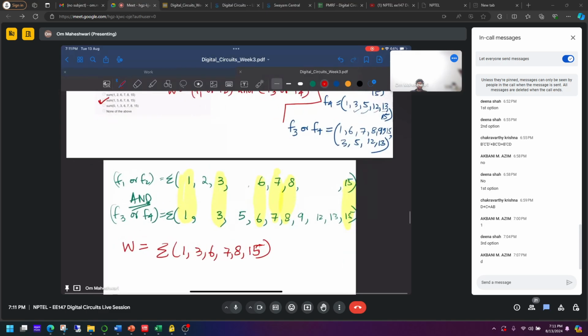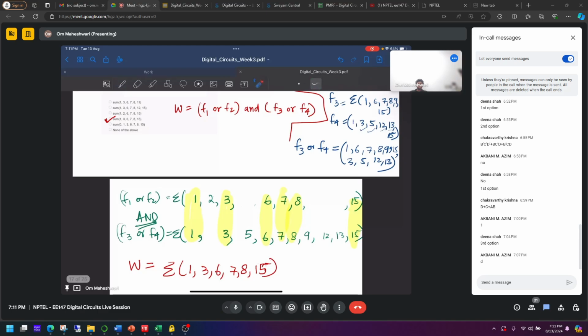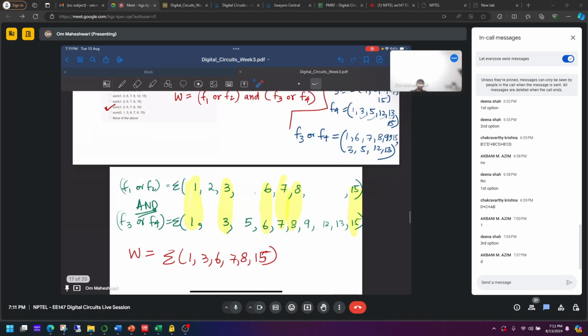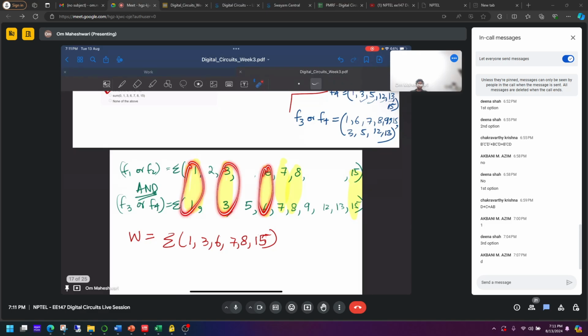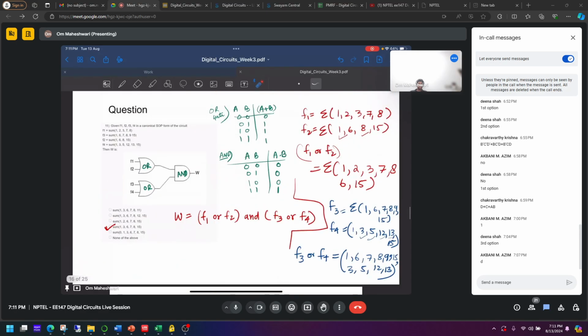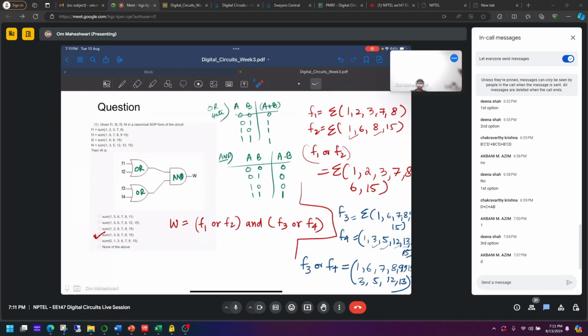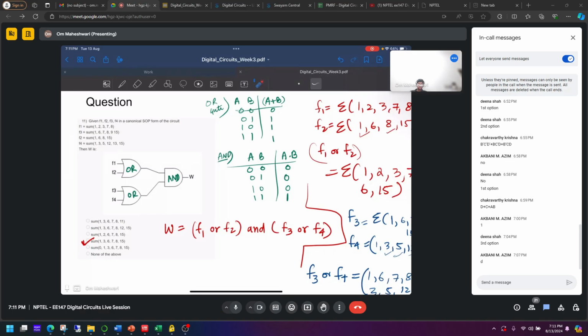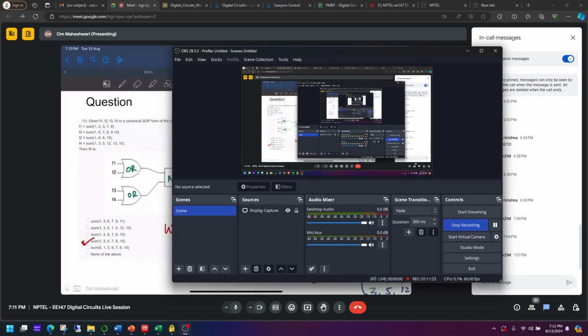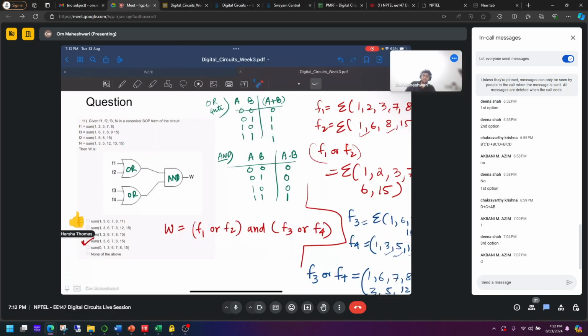Is it clear to all? Just remember two things. In OR, whatever numbers are coming, just write them all together. That is your OR. In AND, you just have to take the common ones. Is there any doubt in this question? All right, then let us see the next one.